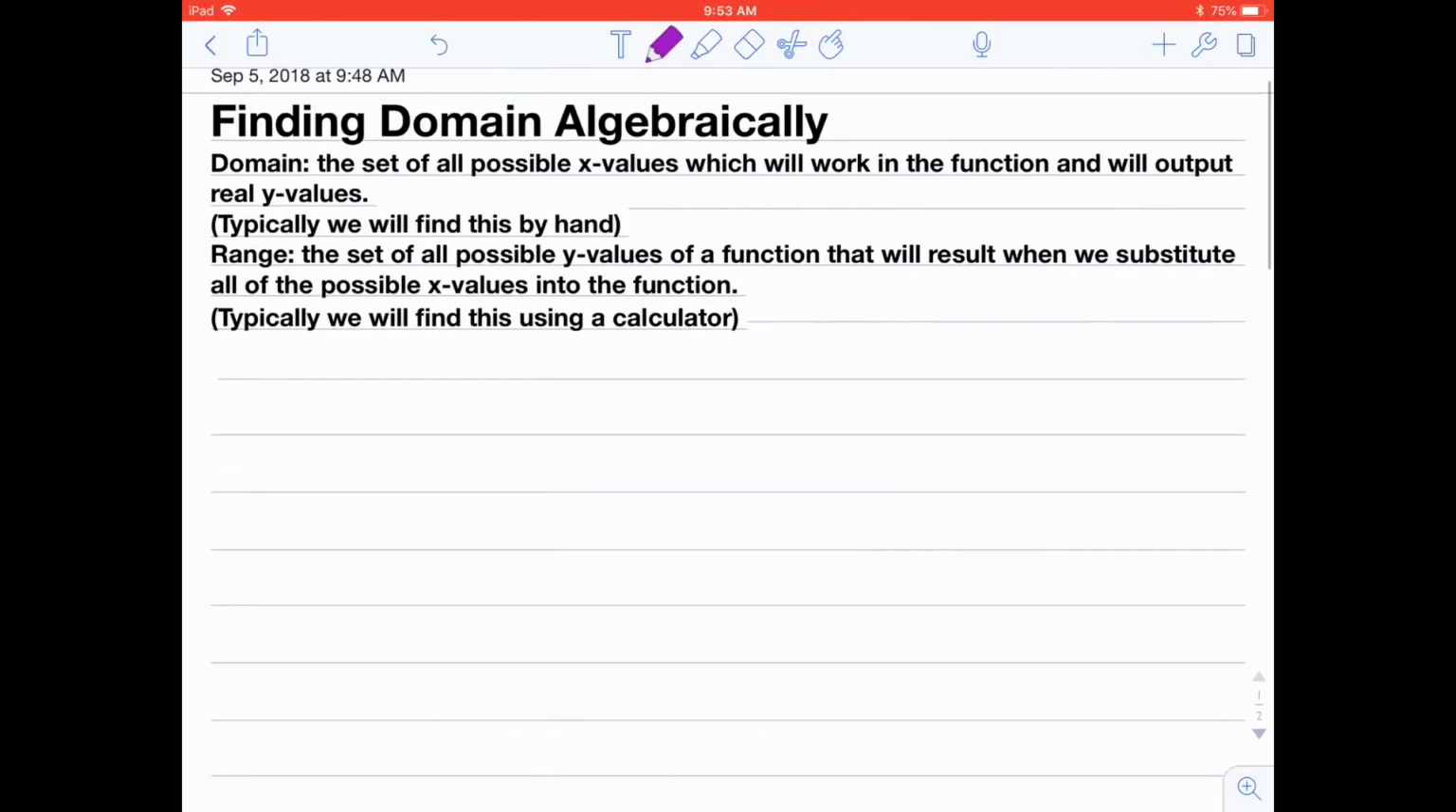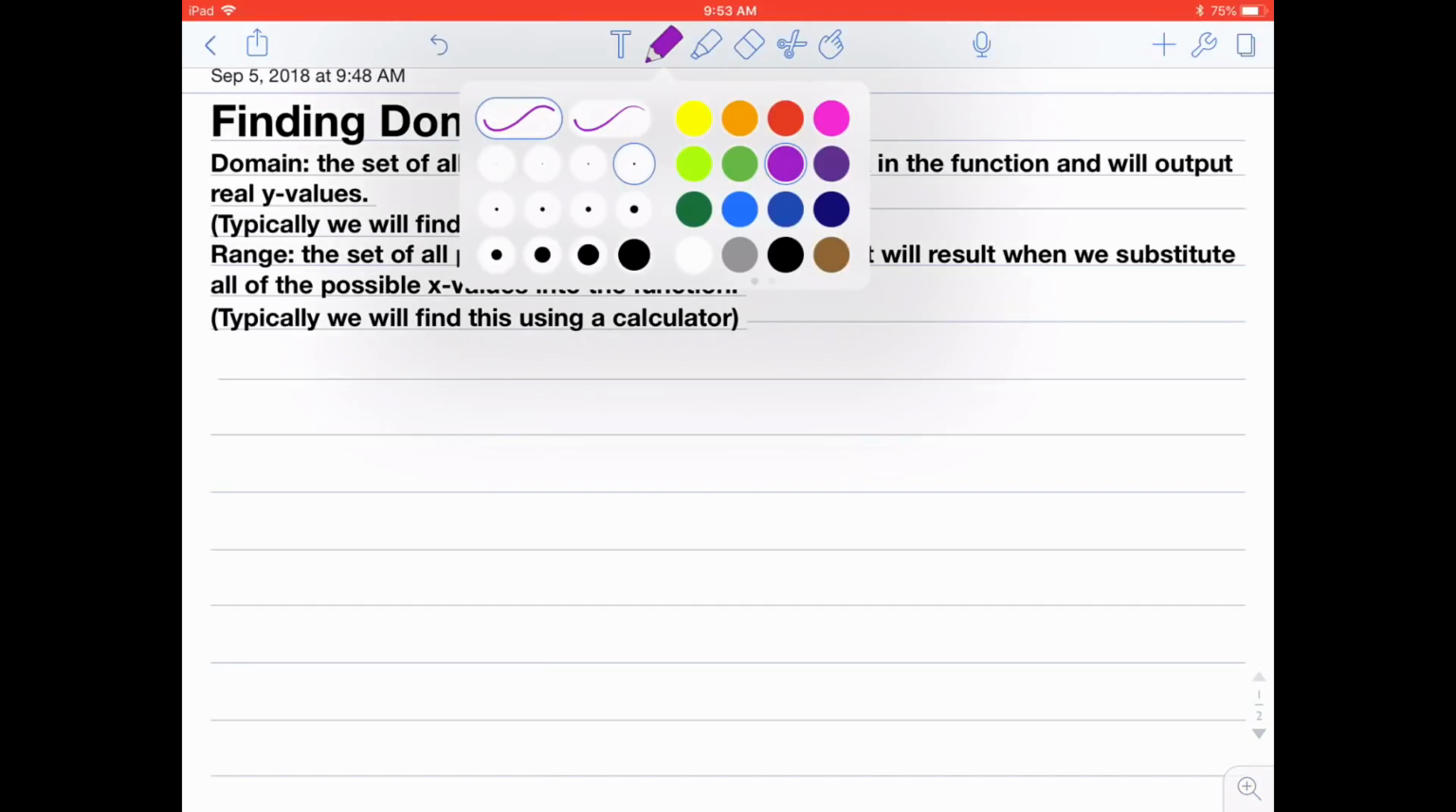So those are the two definitions that we want to have. Now within those two definitions, finding the domain algebraically, there are three functions that are important for us to look at. And this is because these three functions have limited domains. And we've learned about them before, these are not new. So the first function that we have learned about is rational functions.